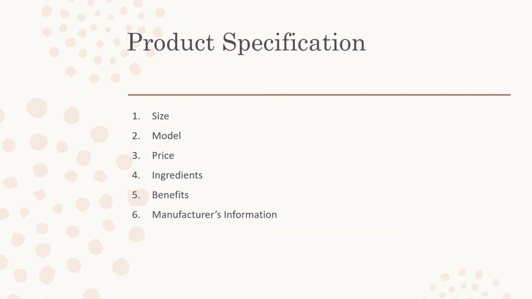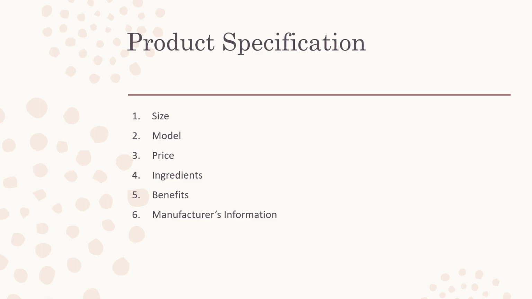So product specification, there are some product specifications. For example, the size of the product. Is it big? Is it small? The model of the product. So how does it look like? What is it? How does it function? So the price of the product. People look at the price as well, whether it's cheaper or more expensive than others.